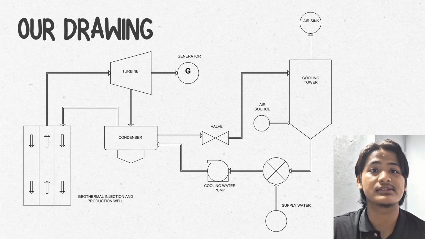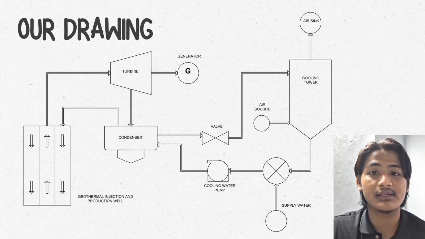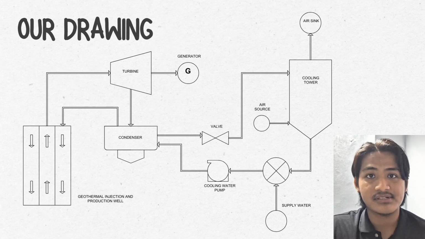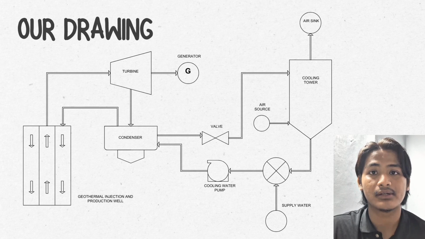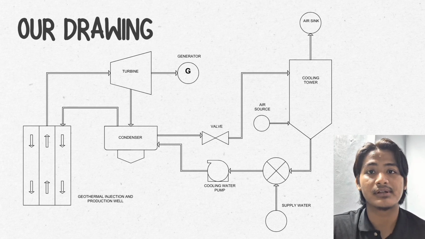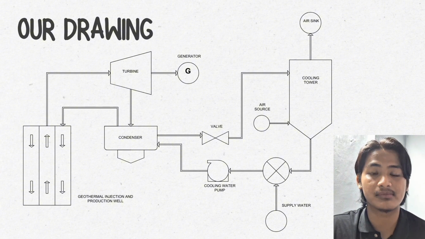After passing through the turbine, the working fluid loses its energy and flows to the condenser, where it is cooled down using cooling water. And then, the cooling water pump circulates the cooling fluid through the cooling water tower, maintaining the system's thermal balance. And then, the cool fluid is injected back into the earth to sustain the geothermal source.